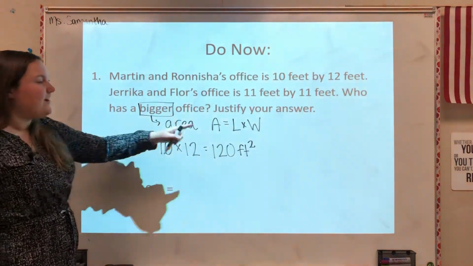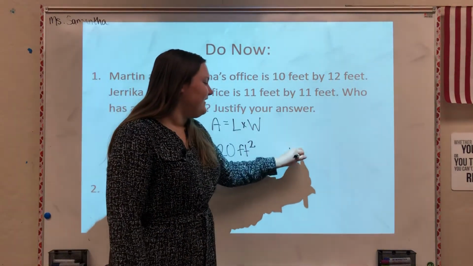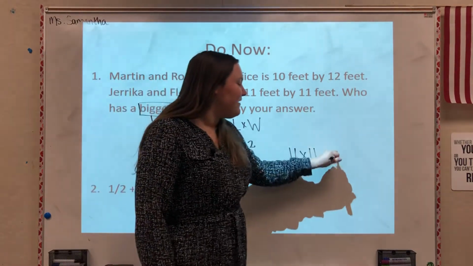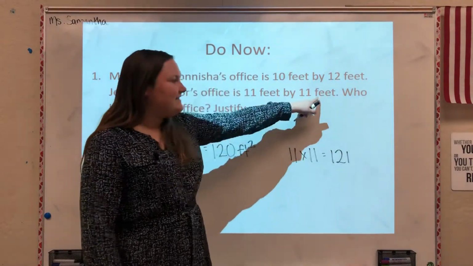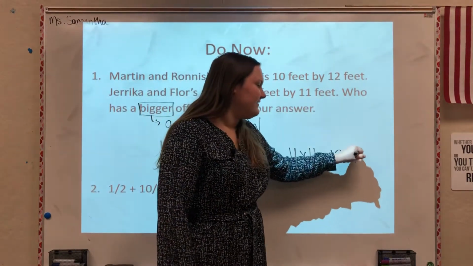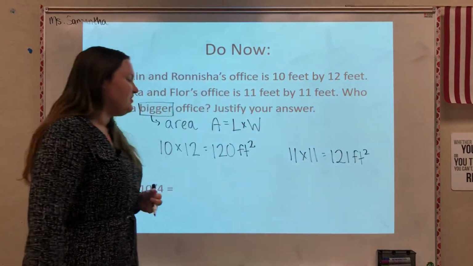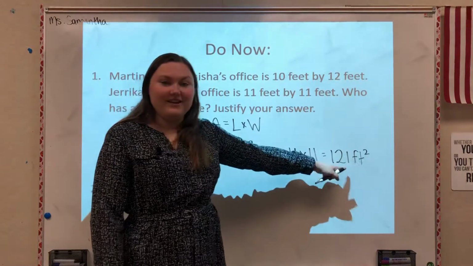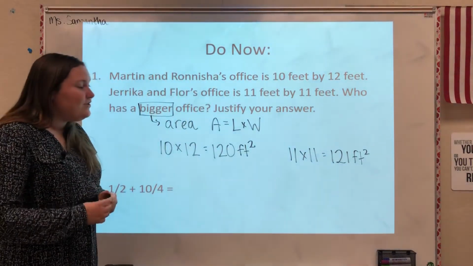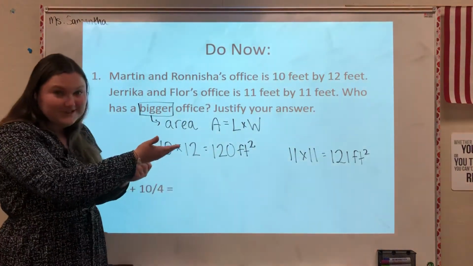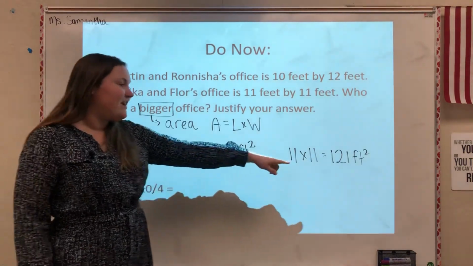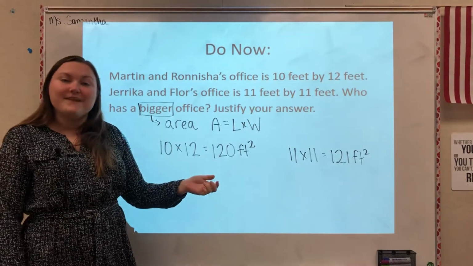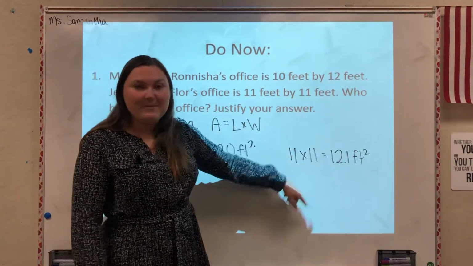For Jerica and Flora, theirs is 11 feet by 11 feet. When you multiply 11 times 11, that gives you 121. And same thing, that would be feet squared. So if we wanted to answer who has the larger office, it looks like it's Jerica and Flora. For that justify, you could say something like pretty much what we just did. You could say the area of Jerica and Flora's is 121 square feet. Martin and Ronish's is 120 square feet. That's how I know that they have the bigger office.